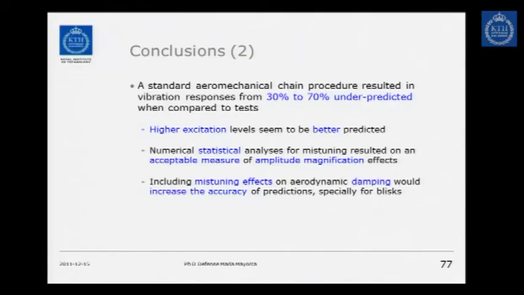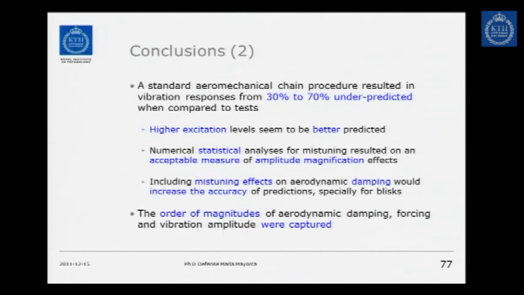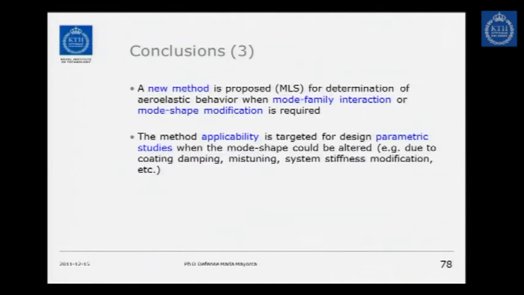Higher excitation levels seem to be better predicted in this case. Numerical statistical analysis could give us an idea of the amplitude magnification expected due to mistuning. Also, including mistuning effects on the aerodynamic damping, since this is a blisk, can increase the accuracy of the final results. But overall we can say that the order of magnitude of aerodynamic damping, forcing, and vibration amplitude were captured, and some trends, yes.